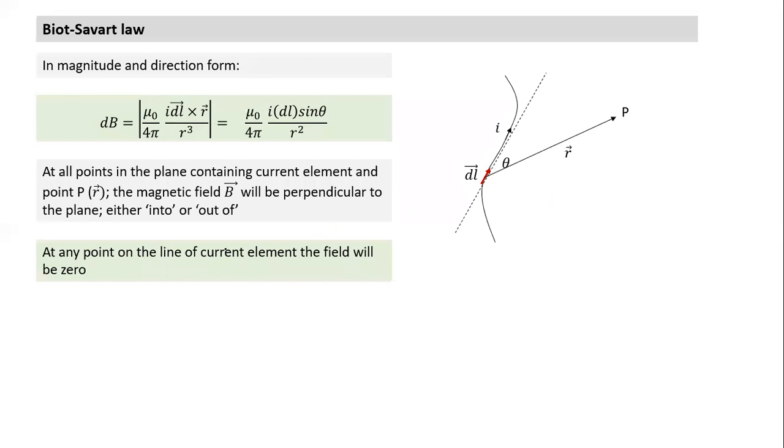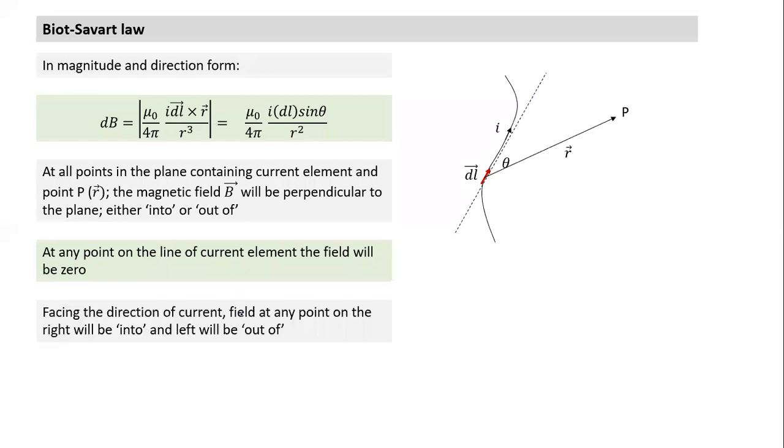Any point on the line of the current element, the field is 0. Facing the direction of current, the field at any point on the right will be into the plane. Assume that you are moving in the direction of current, sitting in a car. Everything on this side is on the right hand side, and this is on the left hand side. If I imagine myself moving in a car along the direction of current, any point which lies on the right hand side, the field will be into the plane.